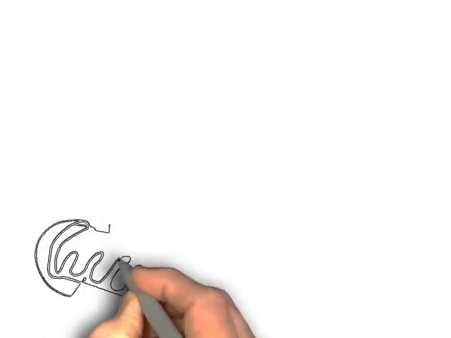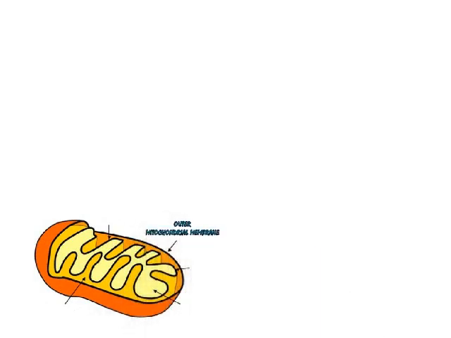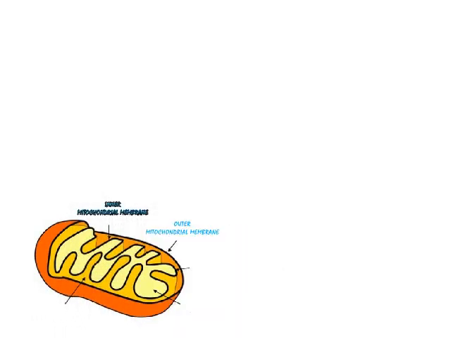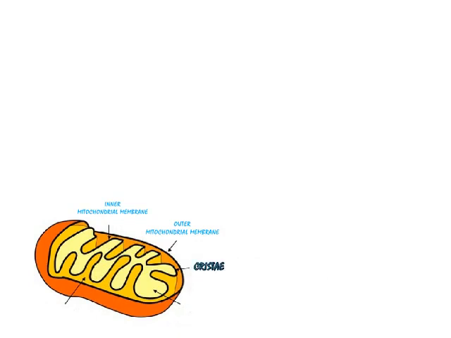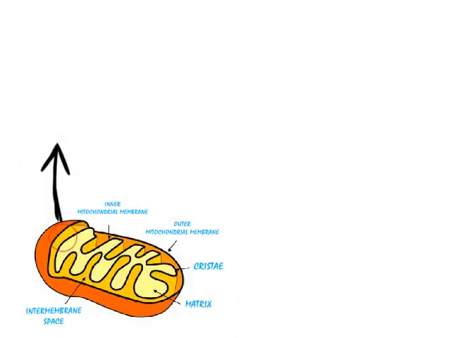Now let's talk about the structure of mitochondria. The outer membrane of the mitochondria is known as outer mitochondrial membrane. The inner membrane is known as inner mitochondrial membrane, and the folds of the inner mitochondrial membrane are known as cristae. And inside the inner mitochondrial membrane we have matrix, and the space between the outer and the inner membrane is intermembrane space.